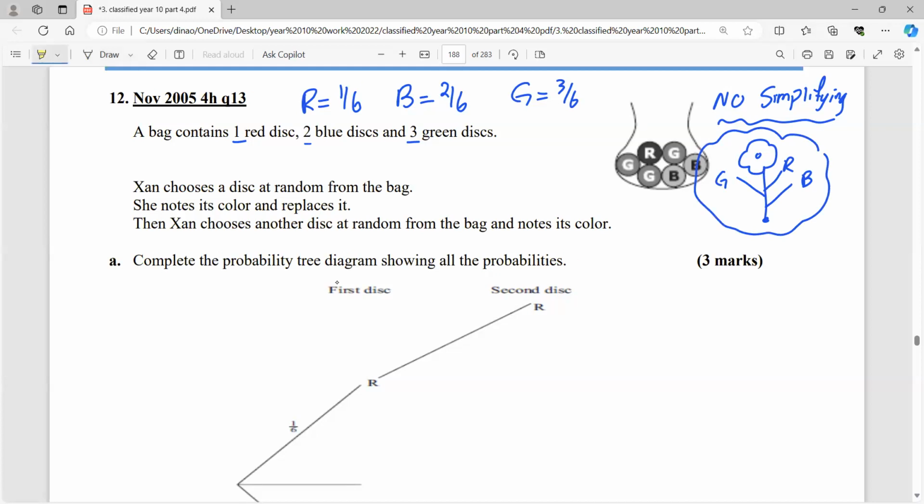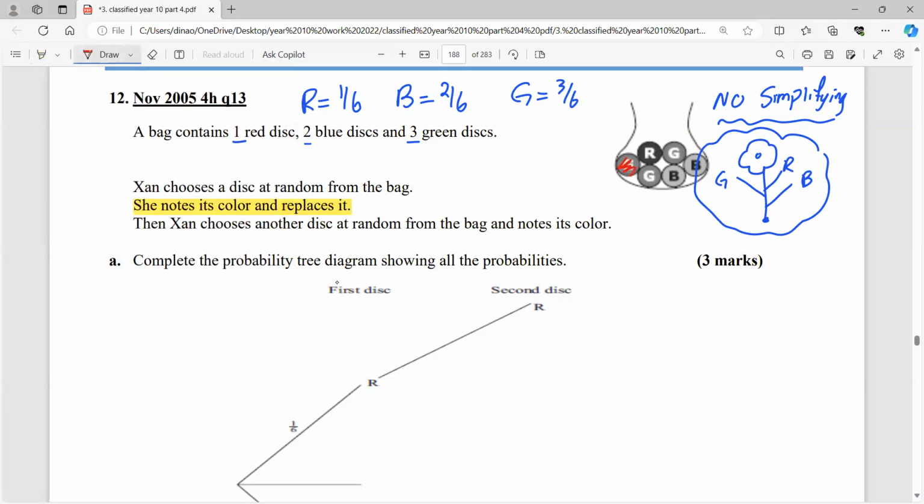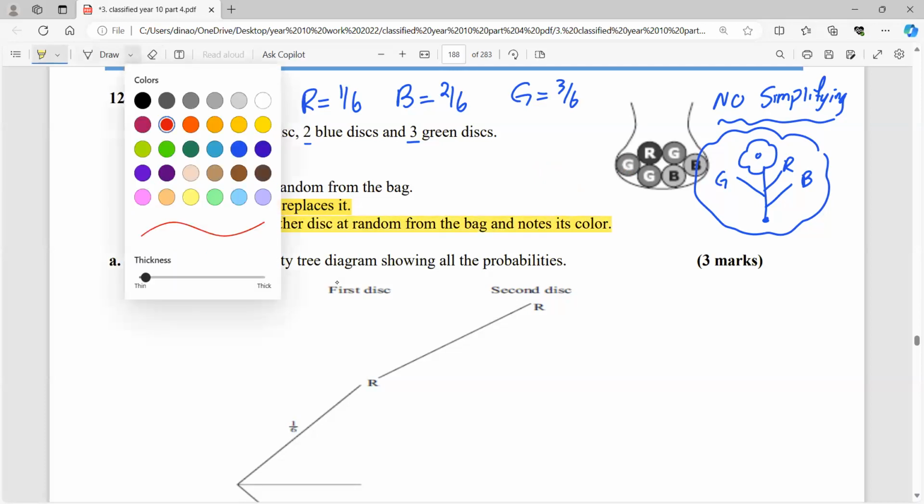Xan chooses a disc at random from the bag. She notices its color and replaces it. Meaning she takes a disc, takes it out, sees its color, and then puts it back again. Then Zan chooses another disc from the bag and notices its color. Again, we are confirming that she doesn't take the 2 items together.